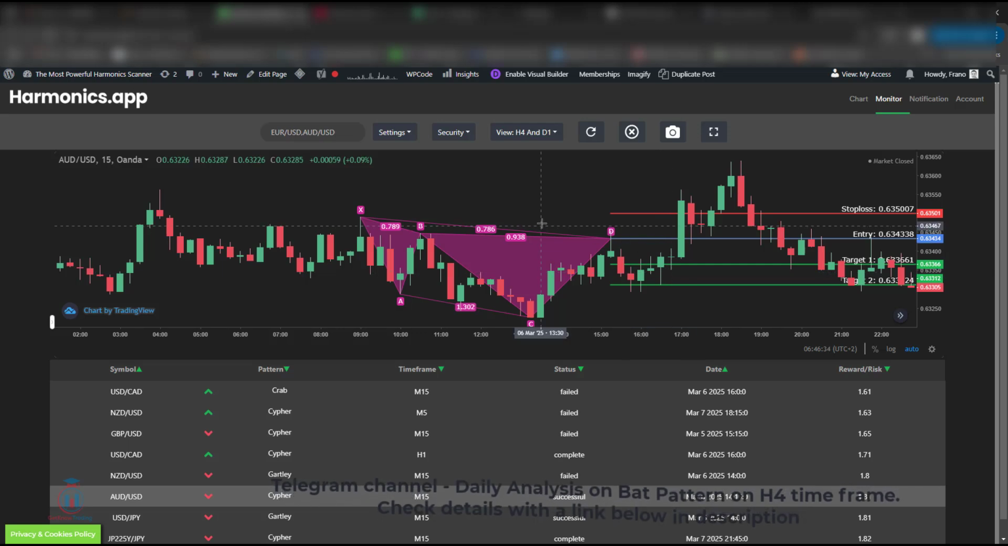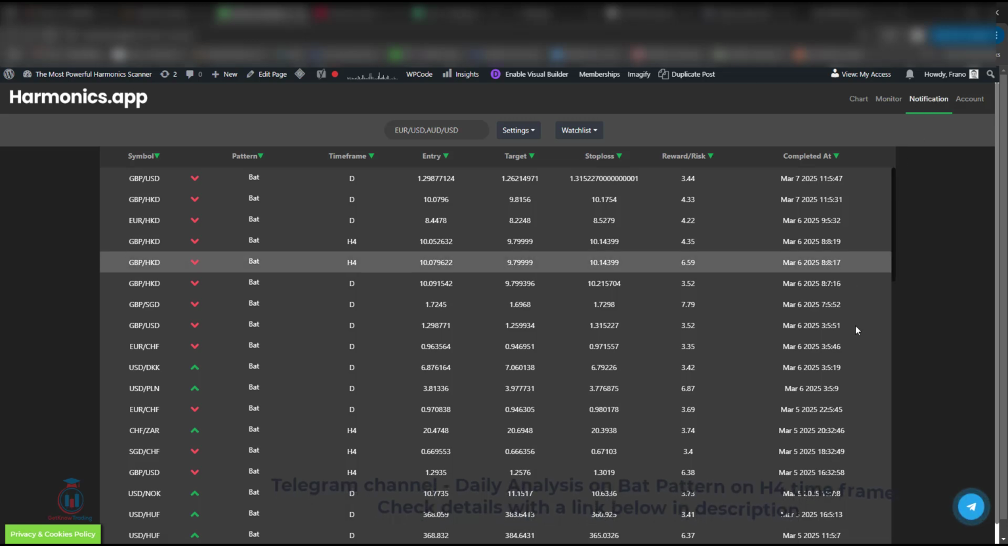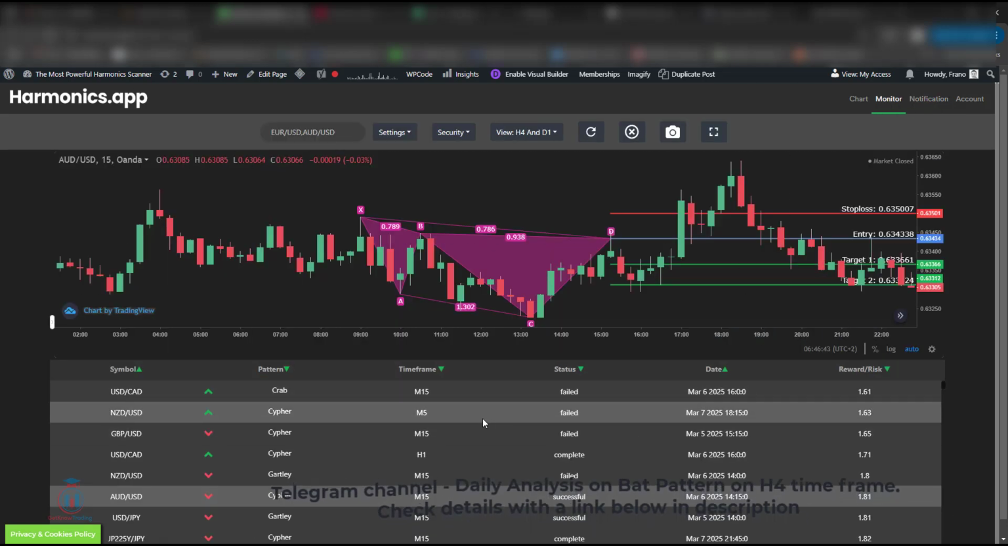If you would like to receive these updates through the notification, feel free to activate the Telegram bot to receive that, and also use the monitor to make some kind of analysis.